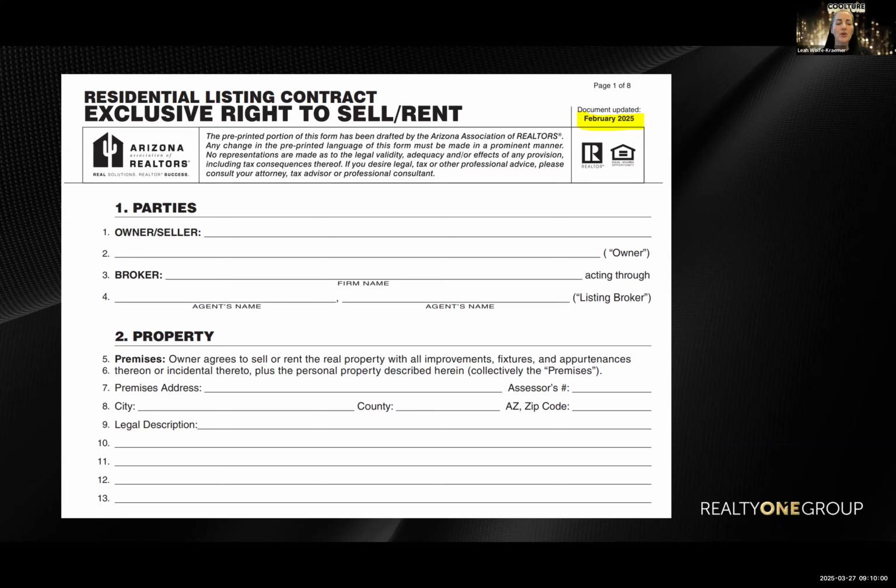Broker, that's going to be the brokerage or firm name, and then agent's name. And we have 2 lines now just in case there are co-agents involved, so you can put both of their names down there.